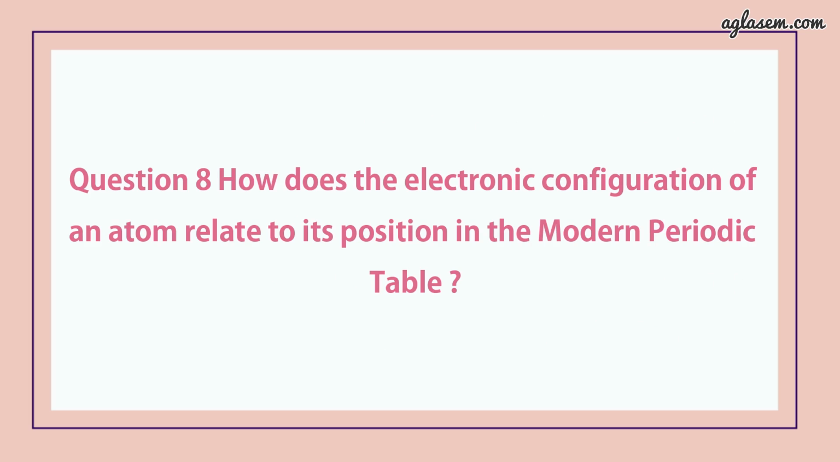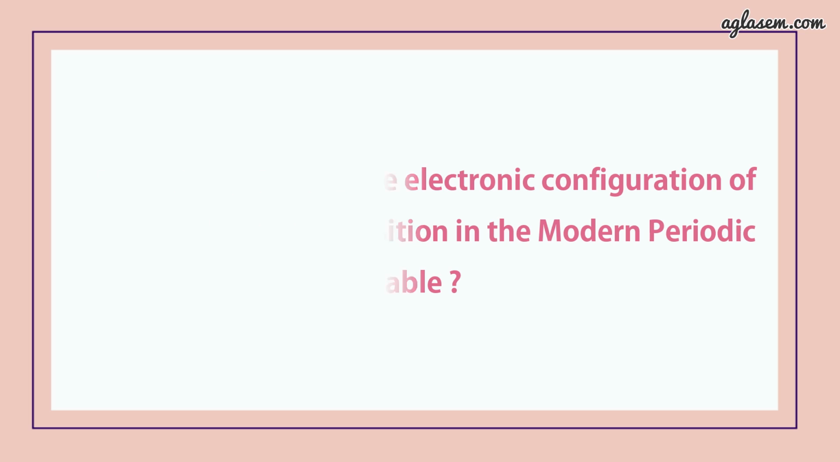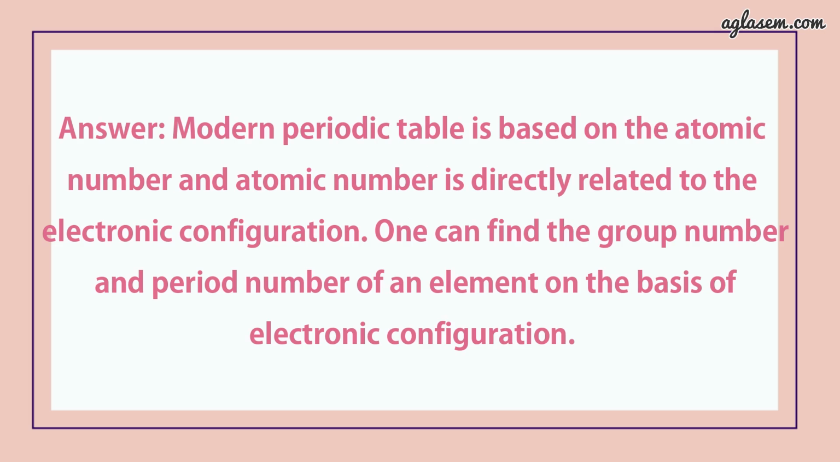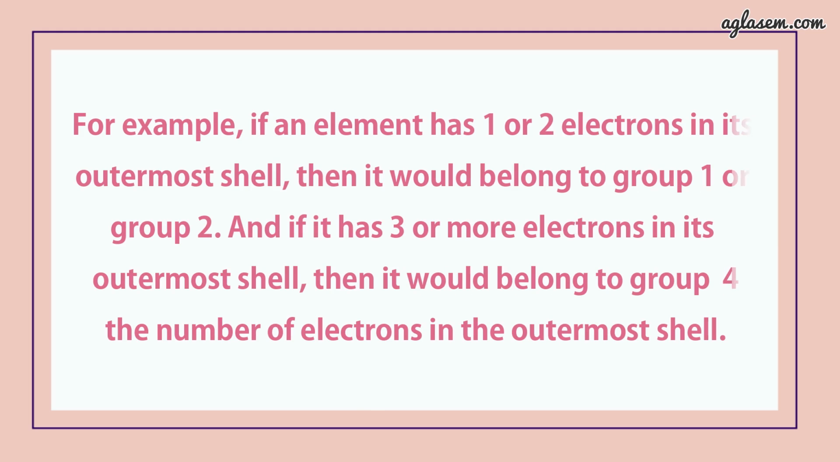Now question number 8 says, how does the electronic configuration of an atom relate to its position in the modern periodic table? Answer is, the modern periodic table is based on the atomic number and the atomic number is directly related to the electronic configuration. One can find the group number and the period number of an element on the basis of electronic configuration. For example, if an element has 1 or 2 electrons in its outermost shell, then it would belong to group 1 or group 2.